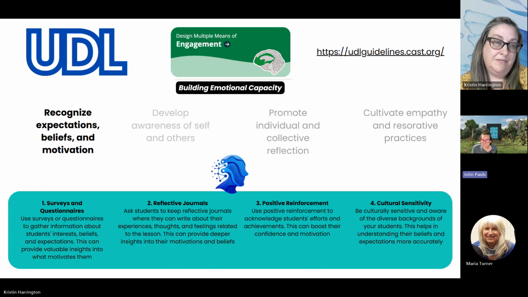Reflective journals. Ask students to keep reflective journals where they can write about their experiences, thoughts, and feelings related to the lesson. This can provide deeper insights into their motivations and beliefs. Now, we know that with adults, reflection is really one of the best ways for adults to learn, but it's also super important for students and children to really build their own emotional capacity. They have to have space to say, this is how I'm feeling, this is why I'm feeling it, and really put it on paper or even a digital journal. But having that documentation of really understanding where our students' brains are at, especially in 2025, is invaluable.